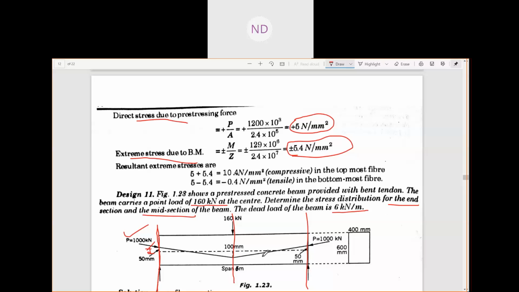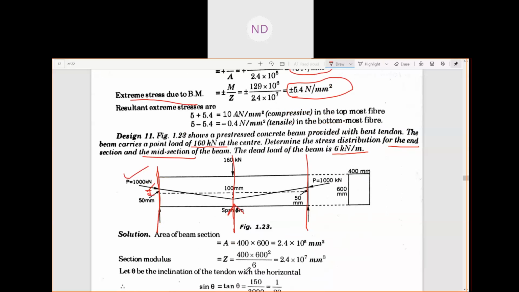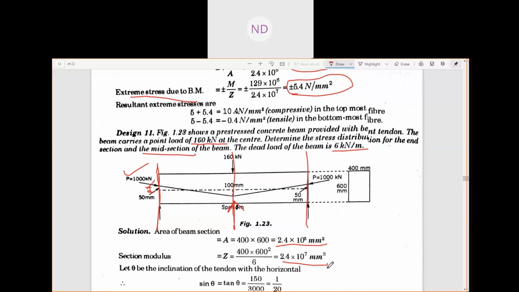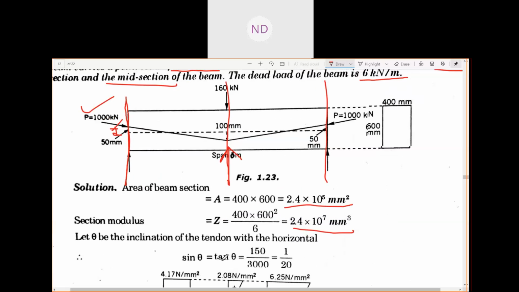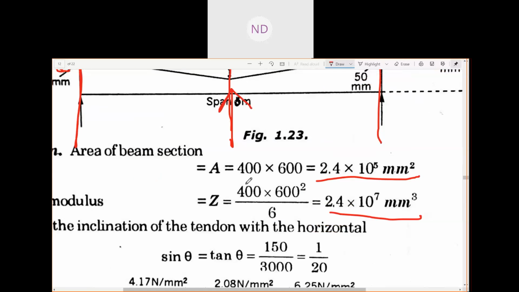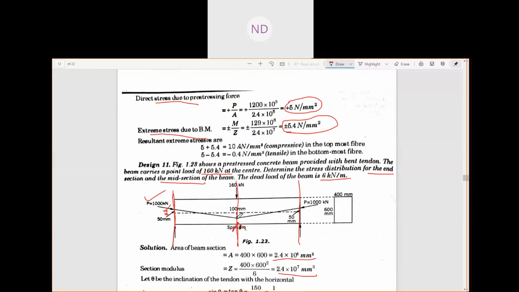Now since this is a bent tendon, there will be an upward pressure here, and you know how to calculate it: 2P sin theta over the section modulus Z. Sine theta is how much? Sine theta is 150 by 3000. How? Because of this 150. Now tan theta is what? This perpendicular distance divided by this length, half of the span, because we are taking this triangle.